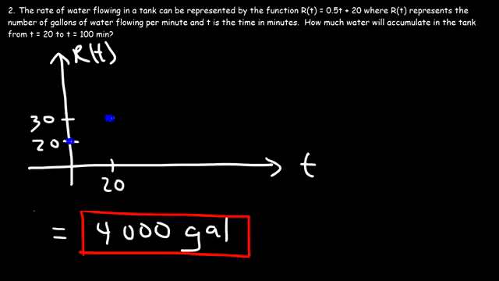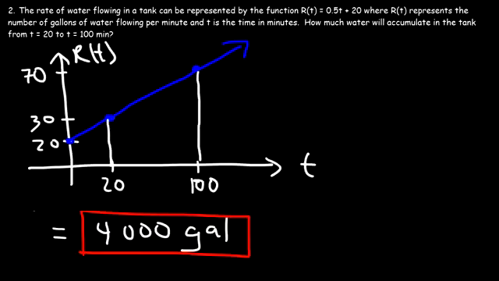Now what about r of 100? So 0.5 times 100 is 50 plus 20, that's going to give us 70. So r of 100 is 70. And now we can draw a straight line. So our goal is to calculate the area under the curve from 20 to 100.